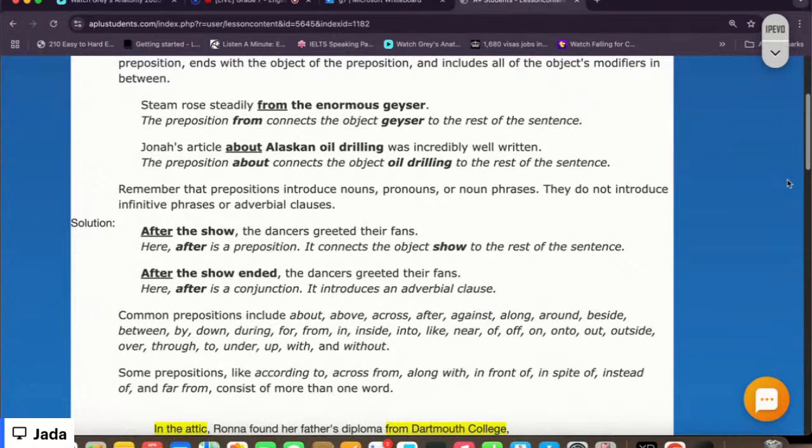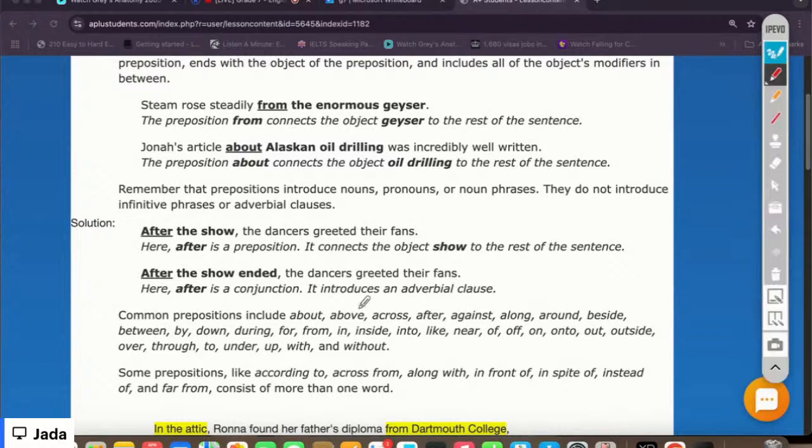After the show, the dancers greeted their fans. Here, after is a preposition, and it connects the object show to the rest of the sentence. And then, after the show ended, the dancers greeted their fans. So here, in this particular sentence, after is a conjunction. Okay, so we have some common prepositions over here.